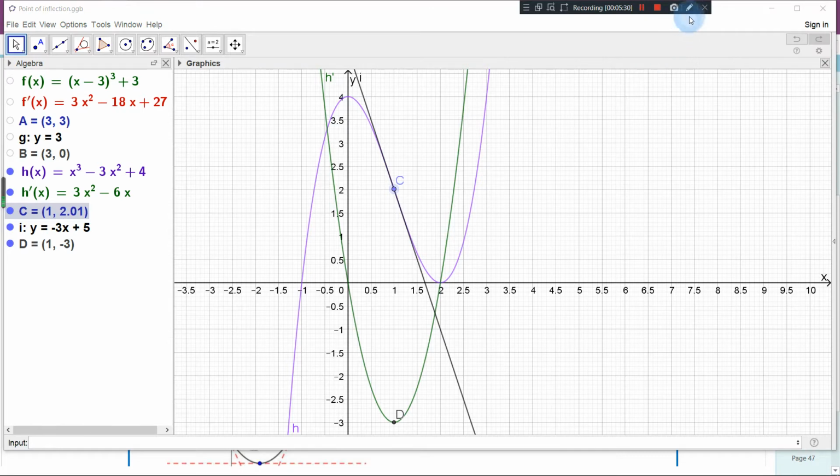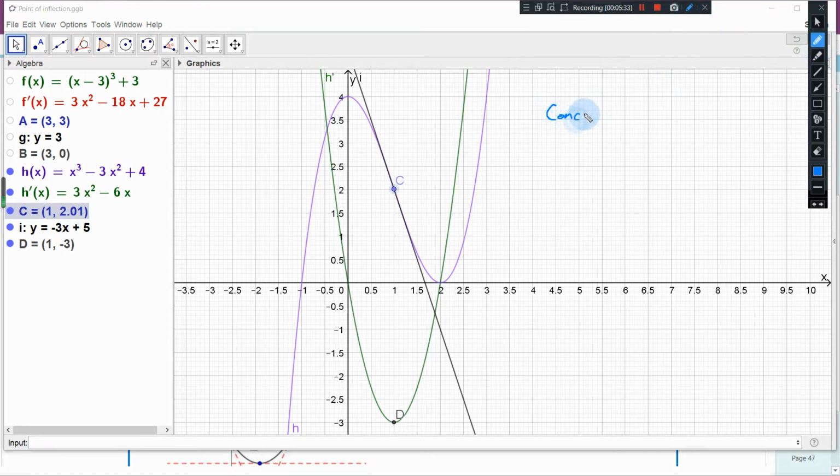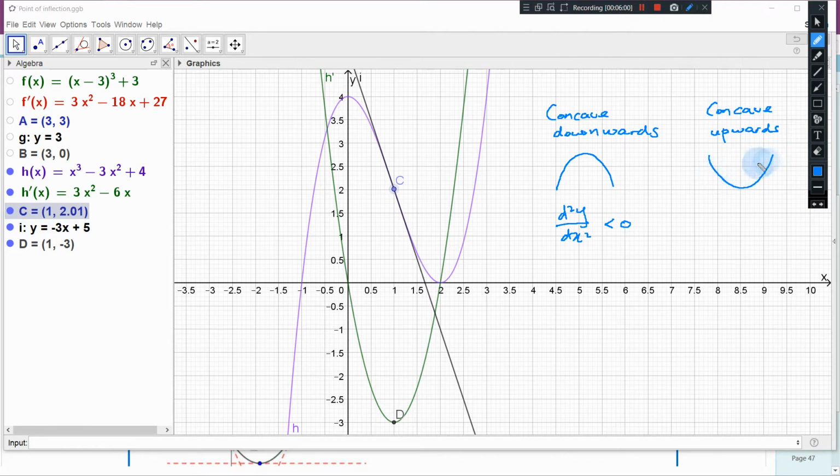Concave down means, okay, let me write here, concave downward. It means the graph like this. The d2y dx2, because it's decreasing, right? The gradient of the tangent less than 0. So concave upward, like this. The gradient of tangent increasing. The d2y dx2 is greater than 0. So this is a point where the graph changes concavity. We call this as an inflection point.